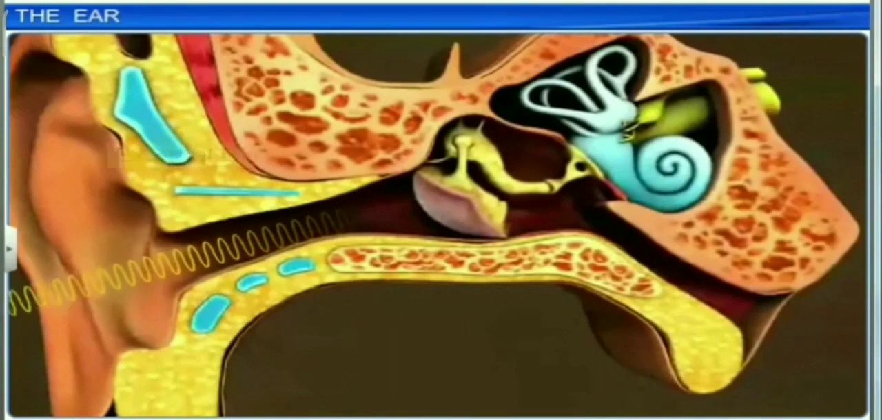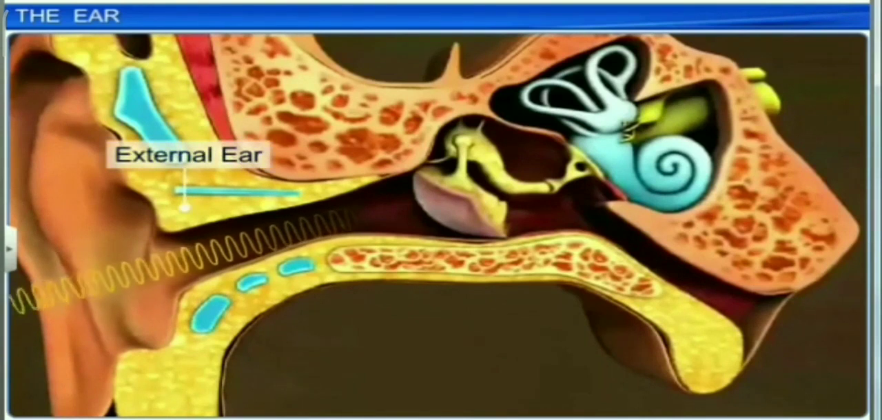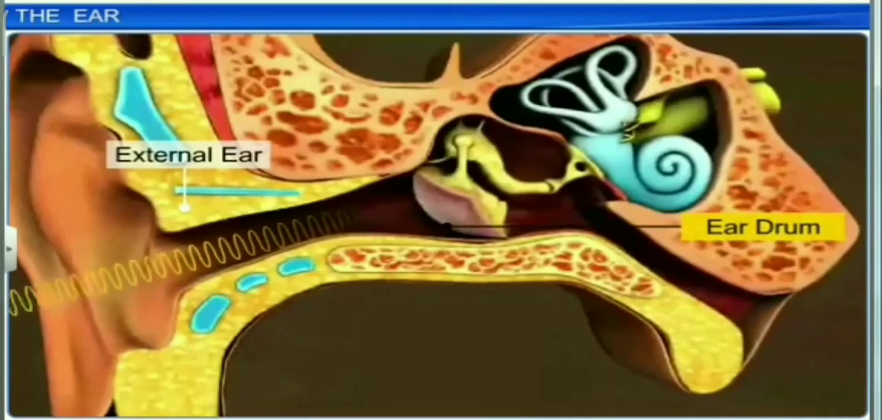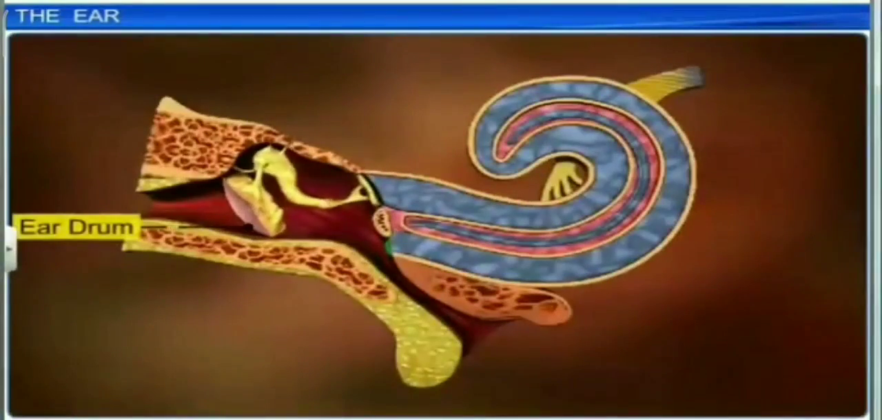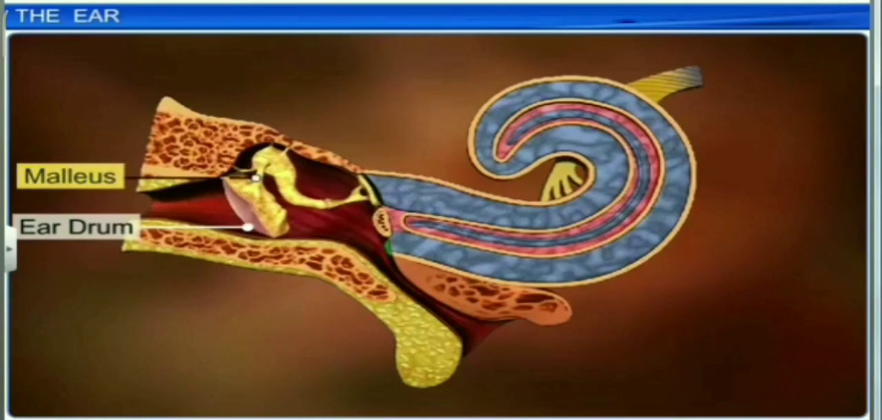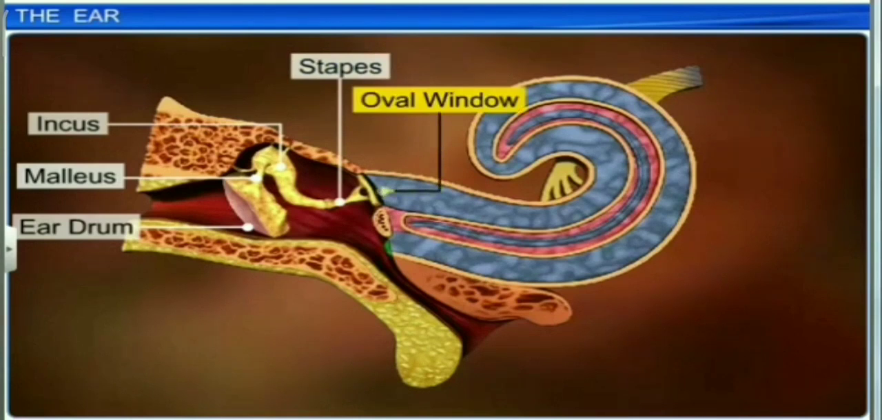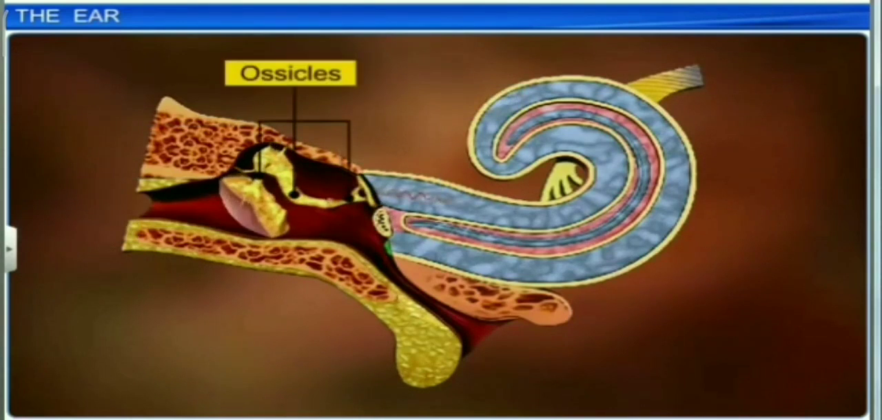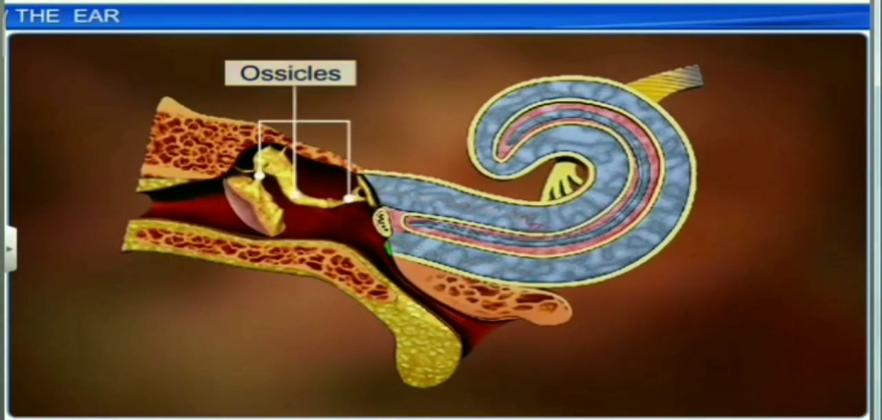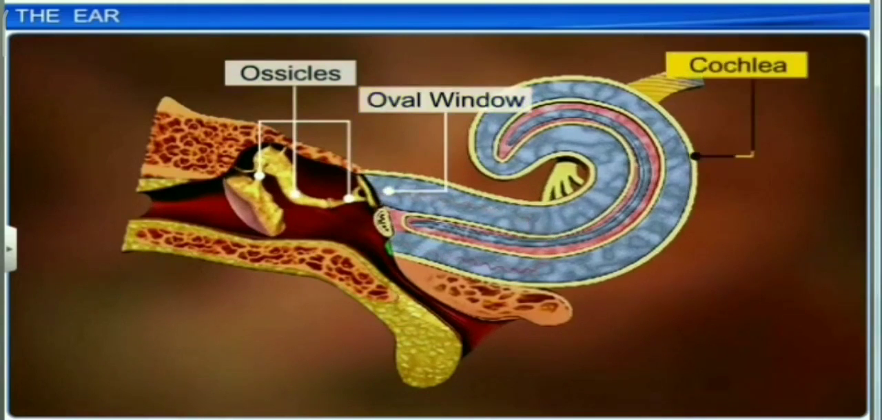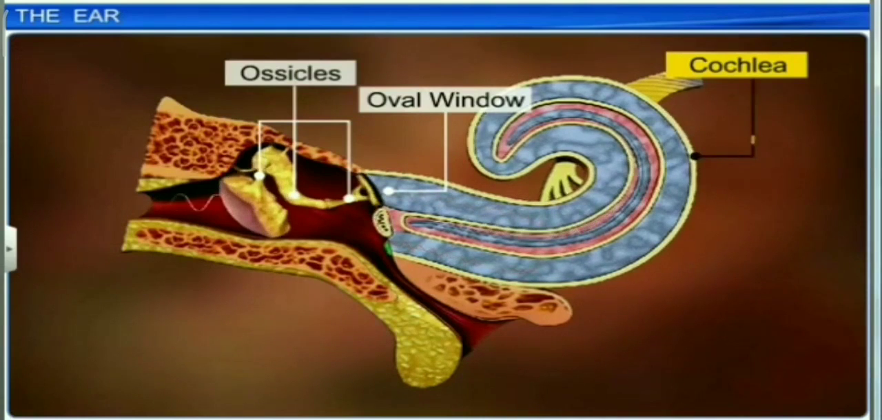Now, the pinna of the ear receives the sound waves and directs them to the eardrum, that is the tympanic membrane. The eardrum vibrates, and these vibrations are amplified and transmitted through the ear ossicles to the endolymph inside the cochlea. Now these ossicles will transfer it into the cochlea through the oval window. Now this generates a wave in the endolymph.